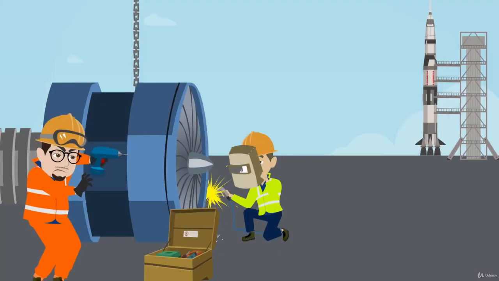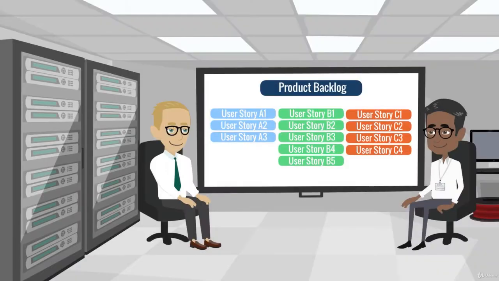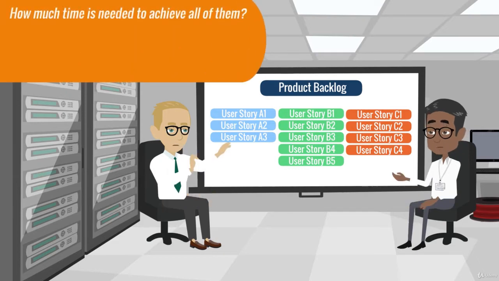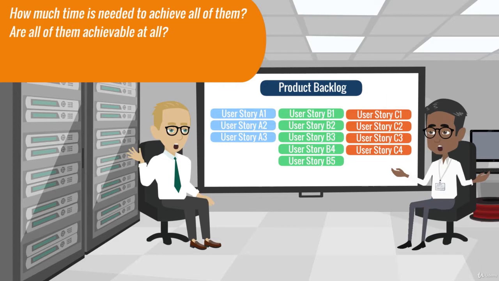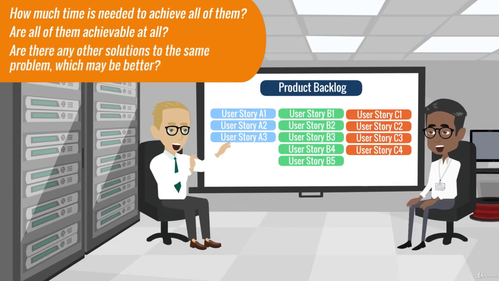In a project for creating a new space shuttle, these will be engineers or physicians, and so on and so forth. These professionals are experts in the given field. As such, during the planning and brainstorming sessions, they need to advise the project team on the technical side of the requirements. How much time is needed to achieve all of them? Are all of them achievable at all? Are there any other solutions to the same problem, which may be better?